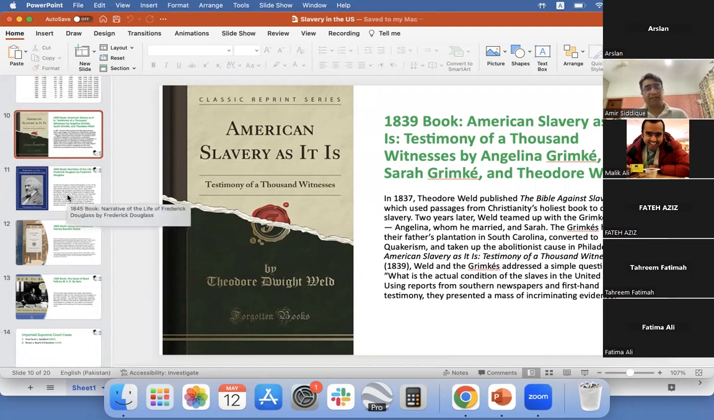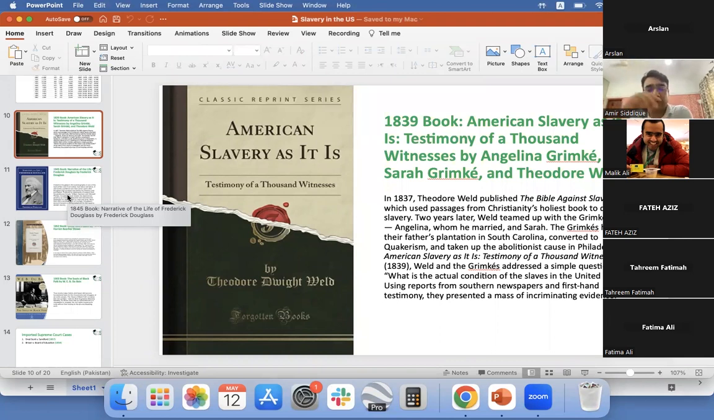There was an 1839 book which was very important in bringing to the fore the realities of slavery. The book is American Slavery as It Is, a Testimony of a Thousand Witnesses. This book contains graphic details of what slavery is like: the horrible conditions, the whipping, the sexual and physical violence. The book is by three famous abolitionists, Angelina Grimke, Sarah Grimke, and Theodore Weld.